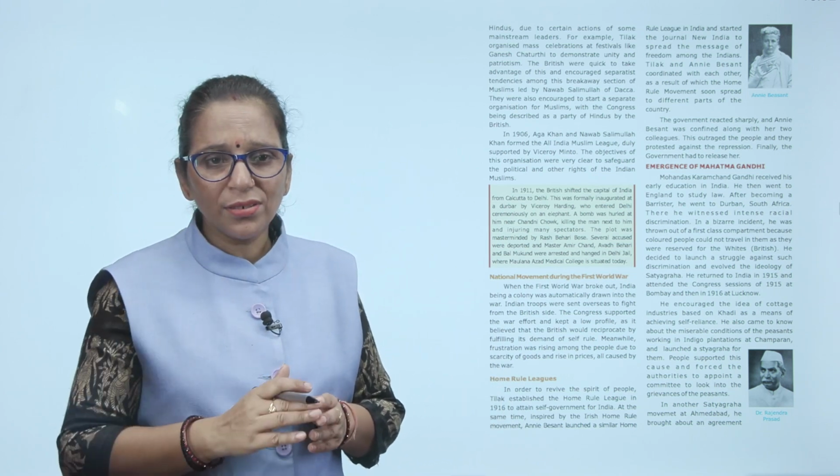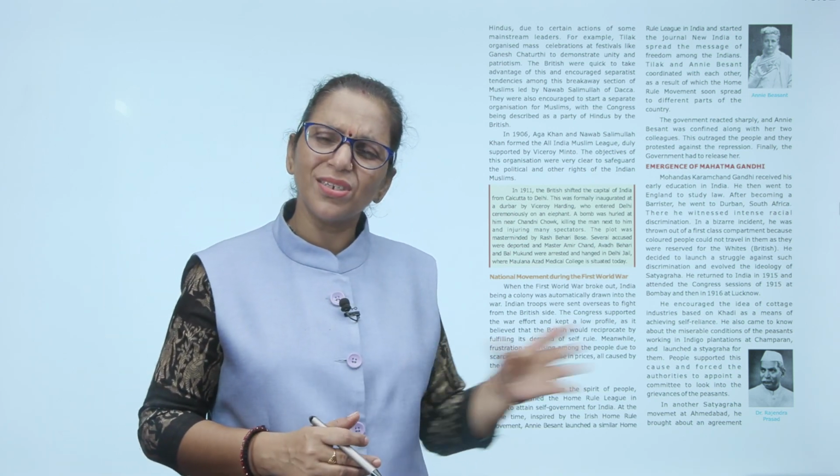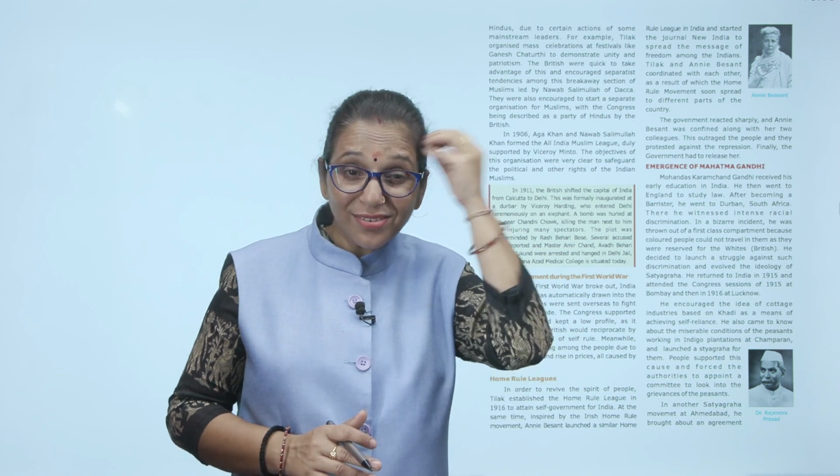The Britishers supported them. They were also encouraged to start a separate organization for Muslims. The Britishers said that Muslims should make their own organization, that INC is the Hindu organization. So they planted such a seed in the minds of the Muslim people, to divide and separate from the INC.